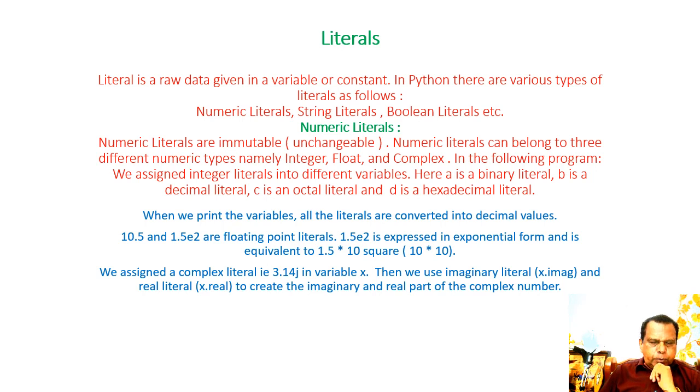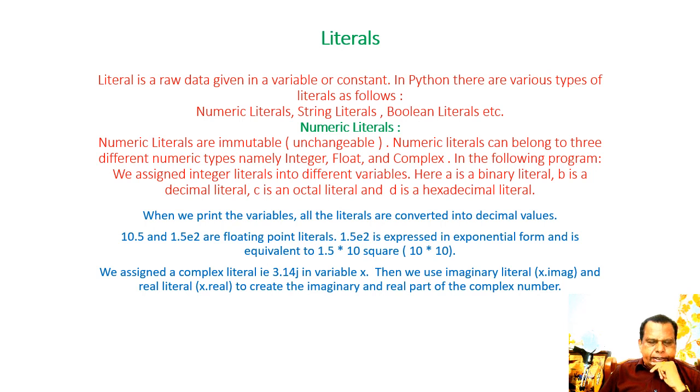10.5 and 1.5e2 are floating point literals. 1.5e2 is expressed in exponential form and is equivalent to 1.5 times 10 squared, that is 10 into 10, so 1.5 into 10 into 10.